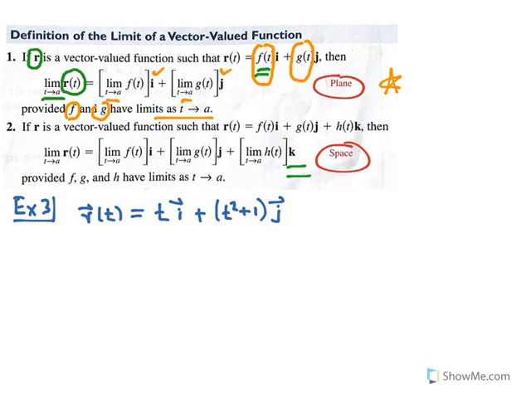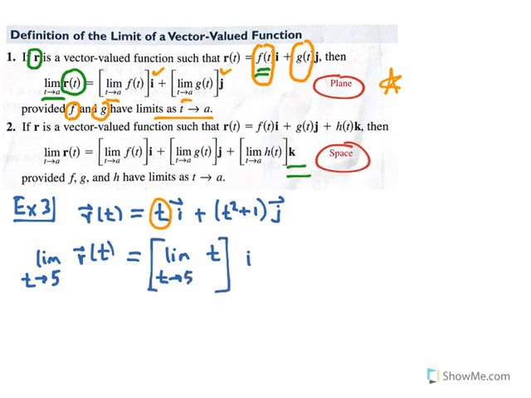Suppose we want to take the limit of this vector valued function as the parameter t approaches 5. So we will have the limit of r of t as the parameter t approaches 5. And here's how we do it. We're going to take the limit of the horizontal component of the vector valued function r. So the horizontal component is t. So we take the limit of t as the parameter t approaches 5. And we multiply that by the standard unit vector i.